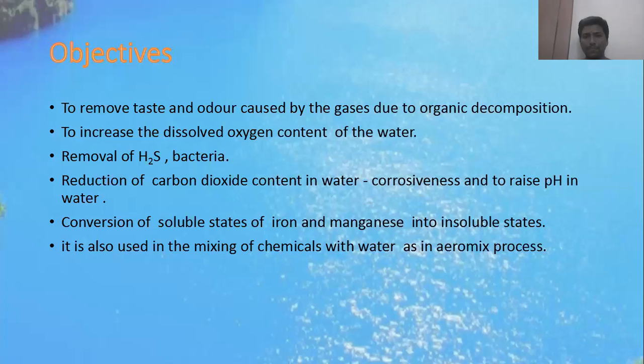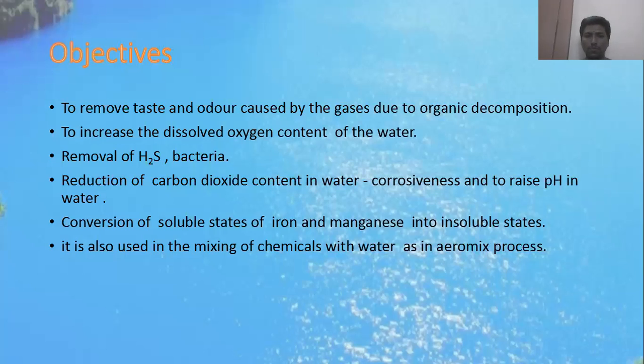Next, the third objective is to remove the hydrogen sulfide content, H2S, as well as bacteria through the agitation process. Whenever aeration takes place through the agitation mechanism, what happens? The water droplets tend to flow in the form of a free fall. In that case, some of the bacterial cells will be broken due to the flow in the form of a thin film, and therefore they can be removed.